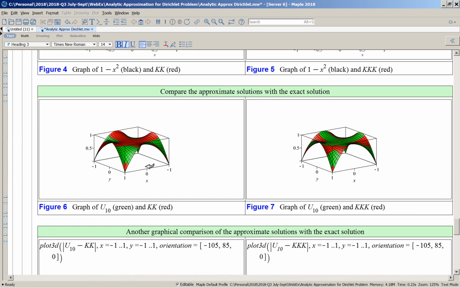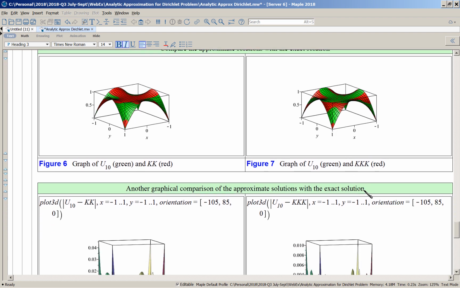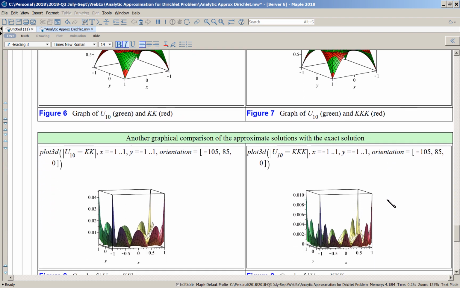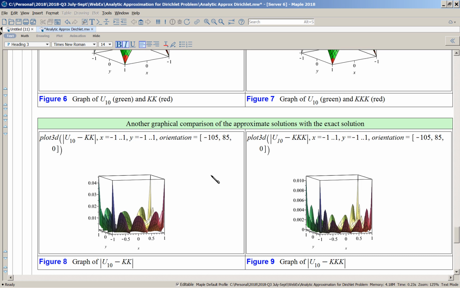You could draw the solution surface. So the solution surface, exactly using our U10, is drawn in green, and the 2-term approximation is drawn in red. And here is the 3-term approximation drawn in red. And they're very close. But how close? Let's see if we can determine analytically or some other way just how close is close.